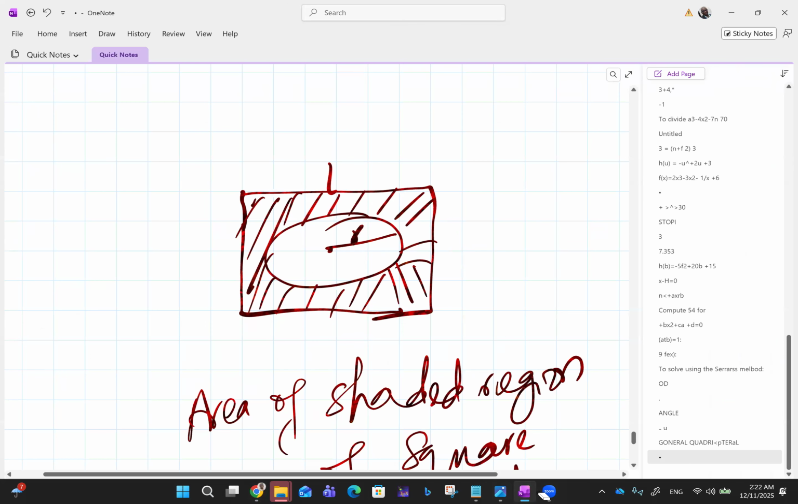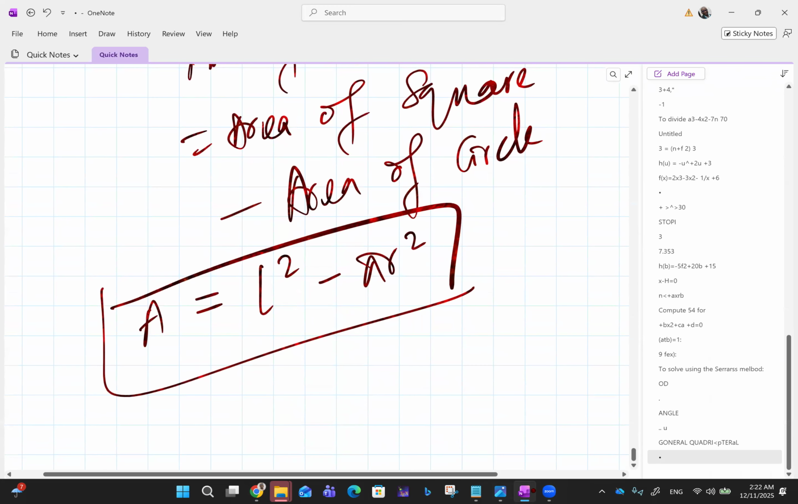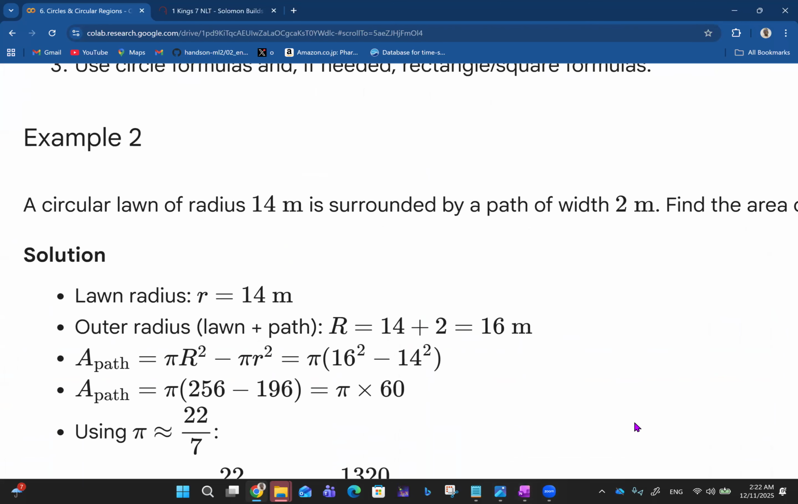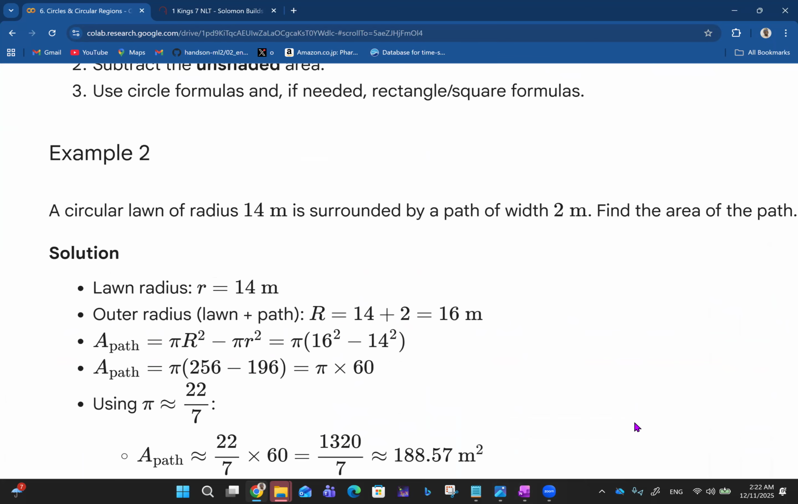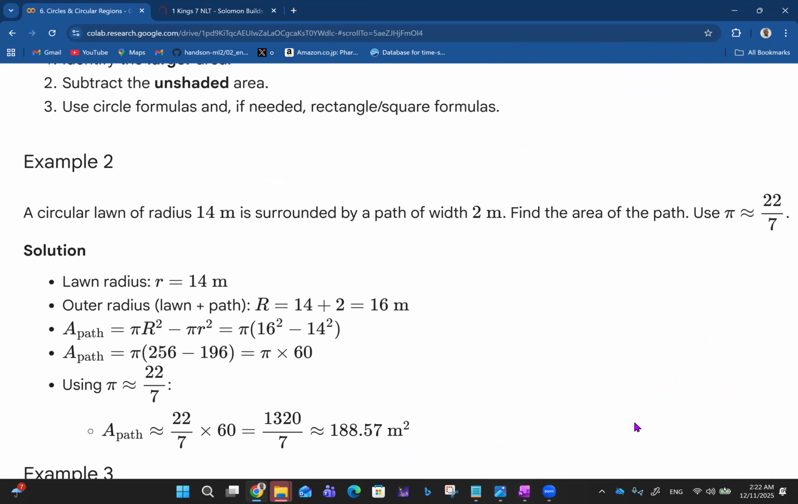So if the square has length L, we don't even need to bother. This is just length squared minus pi r squared. But if it was a rectangle, that would be length times breadth minus pi r squared. So all works. Let's look at example 2 now that talks about this kind of concept.